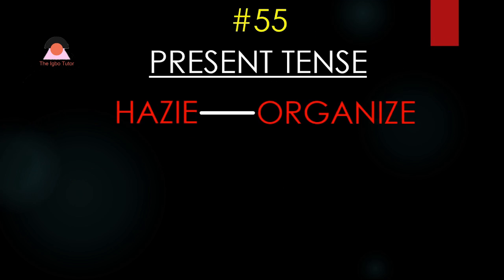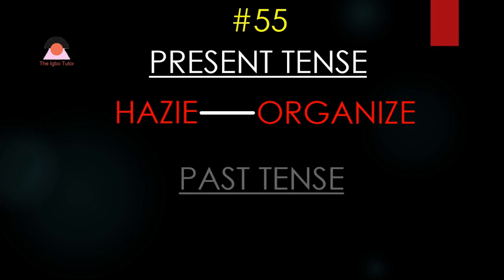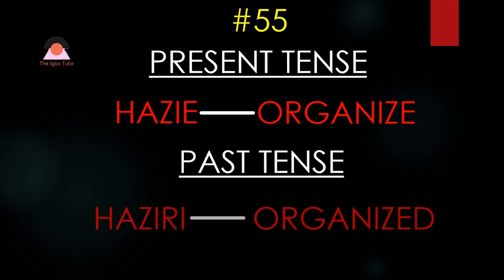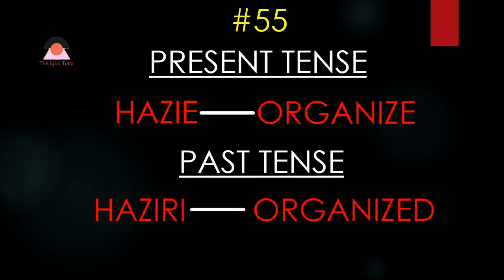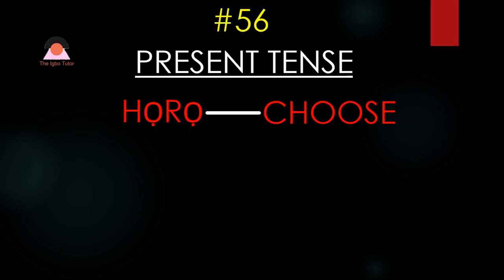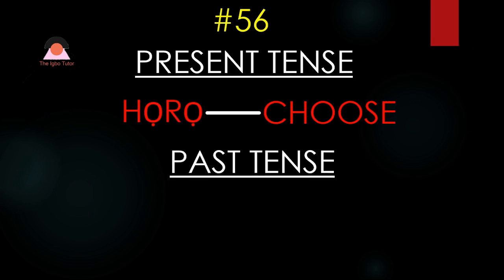And the word is hazir, which means organize. What is the past tense of hazir? It is haziri. Haziri, organized. Okay, let's go to 56. And the verb here is horror. Horror meaning choose. Horror, choose.